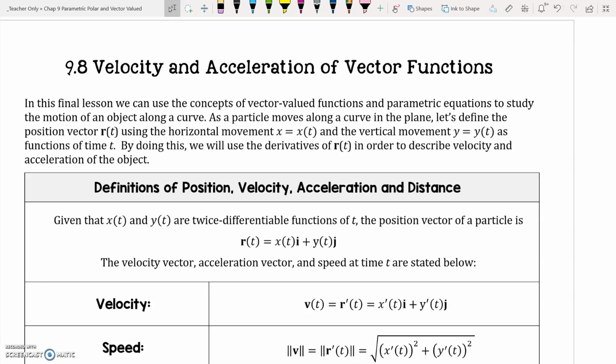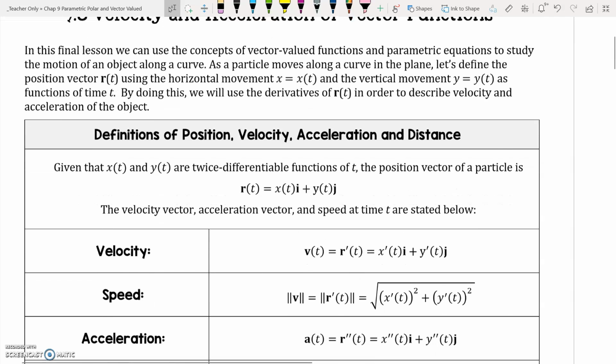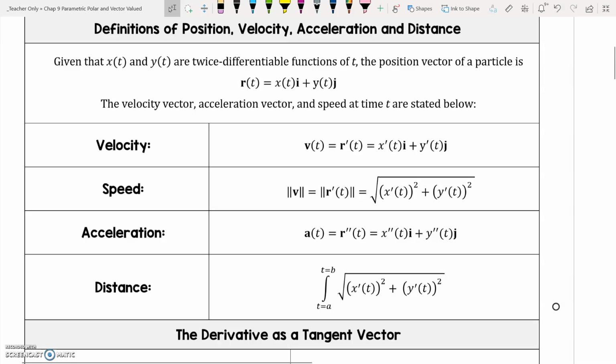As a particle moves along a curve in a plane, we can define its position vector, which we call r of t, using both its horizontal movement, which is x of t, and the vertical movement, which is y of t, our two parametric equations. They are both functions of time. By doing this, we can then use the derivatives of r of t to describe velocity and its second derivative to describe the acceleration. So, some definitions for position, velocity, acceleration, and distance for a vector valued function.